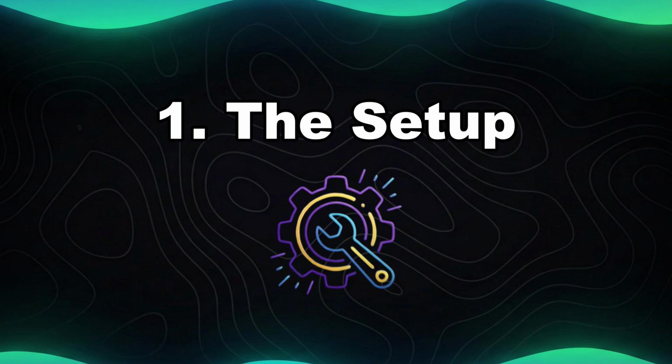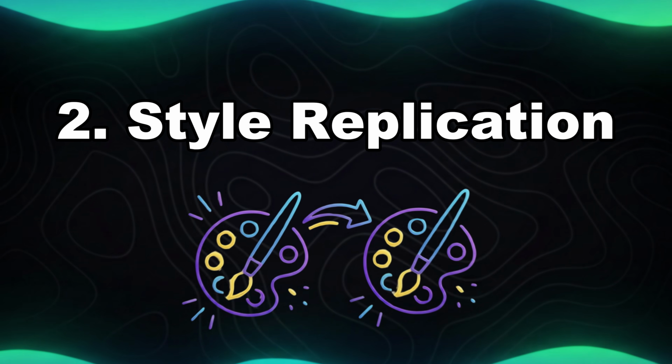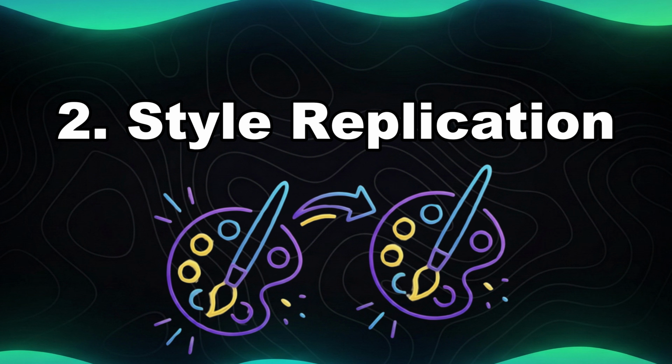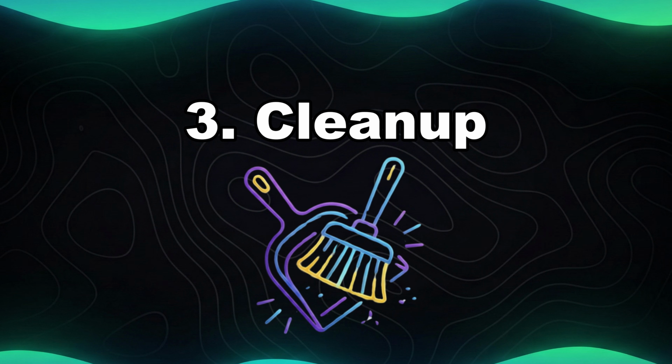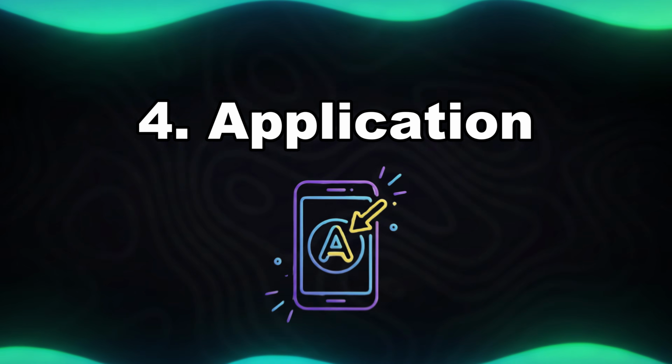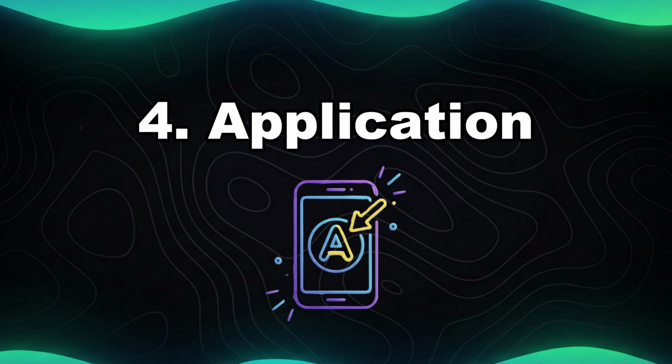The setup, how to configure the hidden settings for clear text, style replication, a method to copy any visual style you can find online, cleanup, how to remove the Google Watermark for free, and application, 6 specific prompts to create maps, timelines, and diagrams. So let's get started.